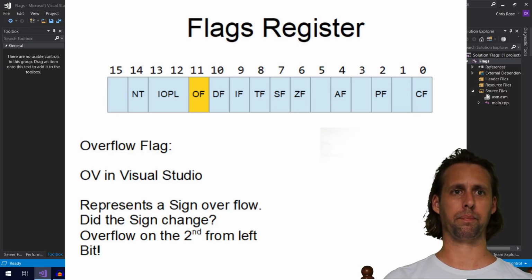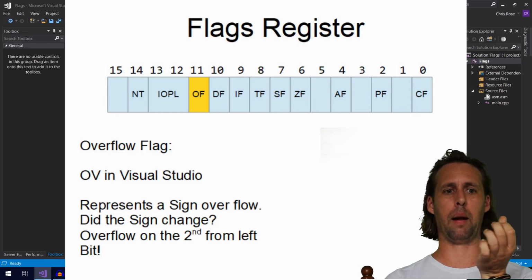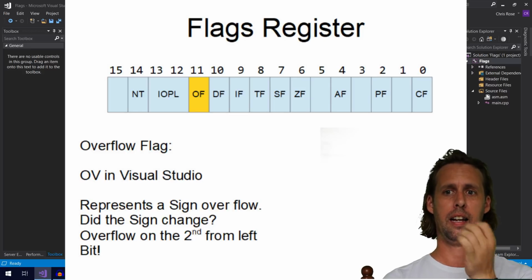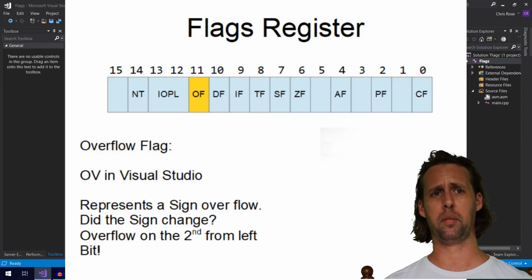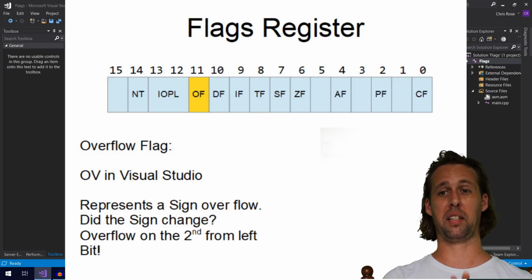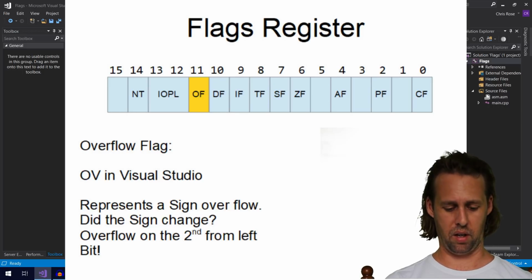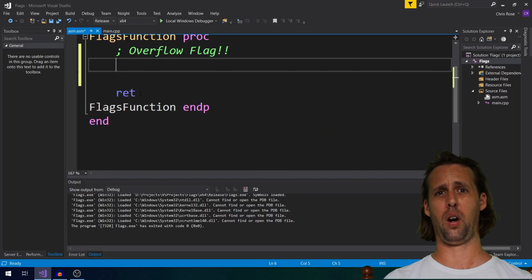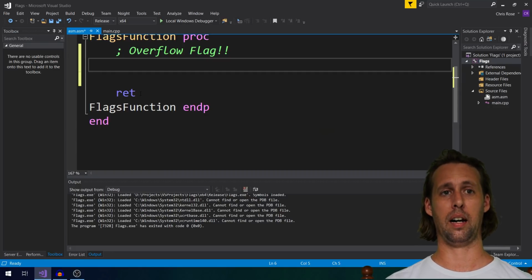Overflow flag. Okay, so the overflow flag represents a signed overflow. It's like an overflow on the second from leftmost bit. If you think about it, the carry flag tells you if there was an unsigned overflow. For instance, if the byte 255 overflows to 0, then the carry flag will be set. But the overflow flag is a similar idea for a signed value.